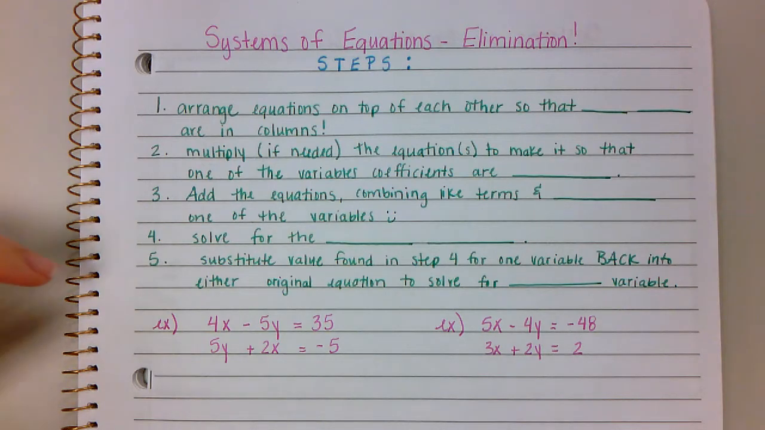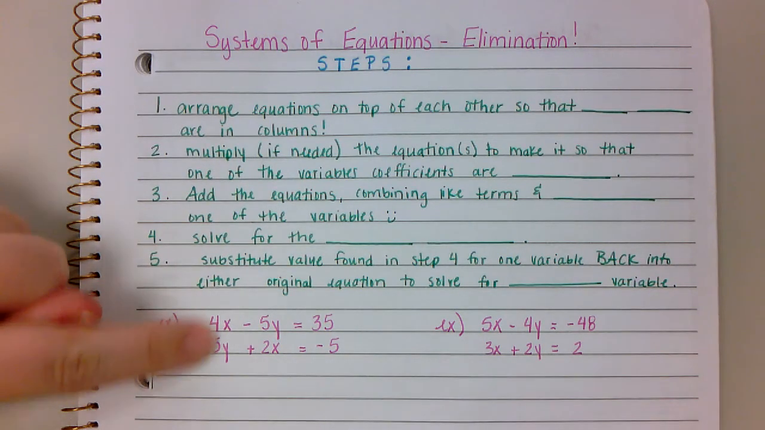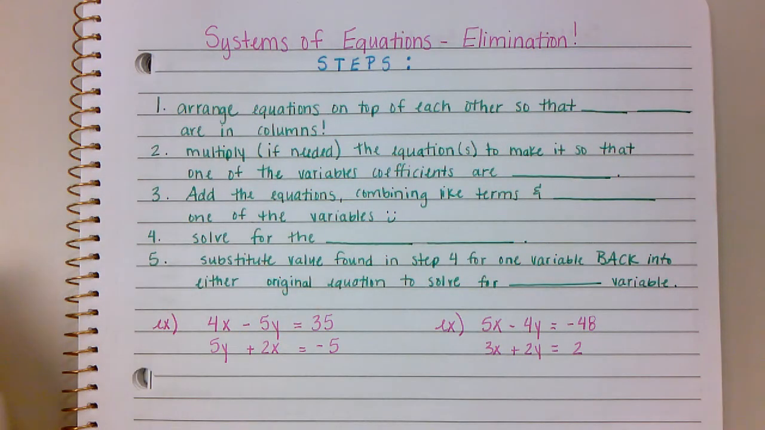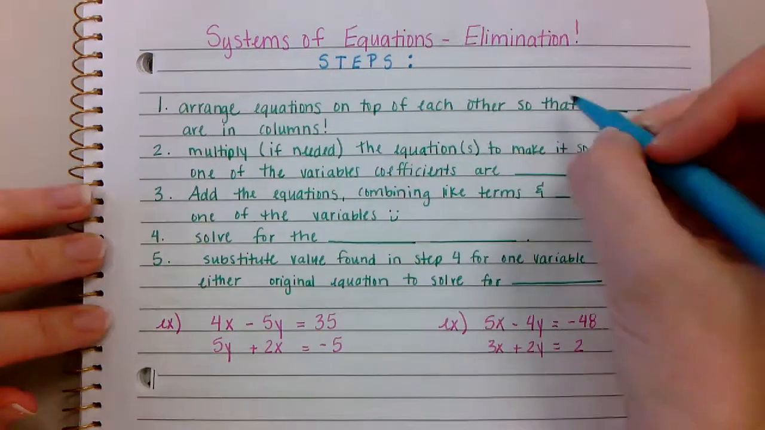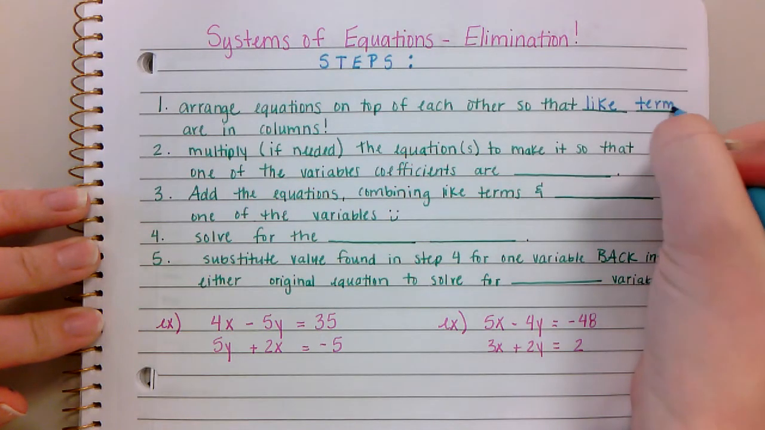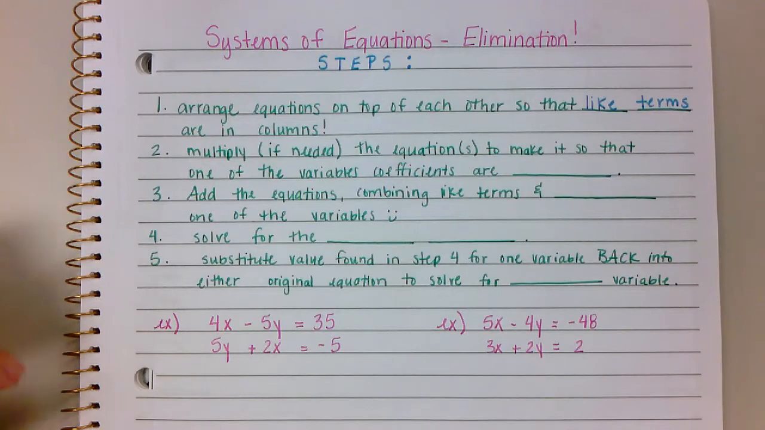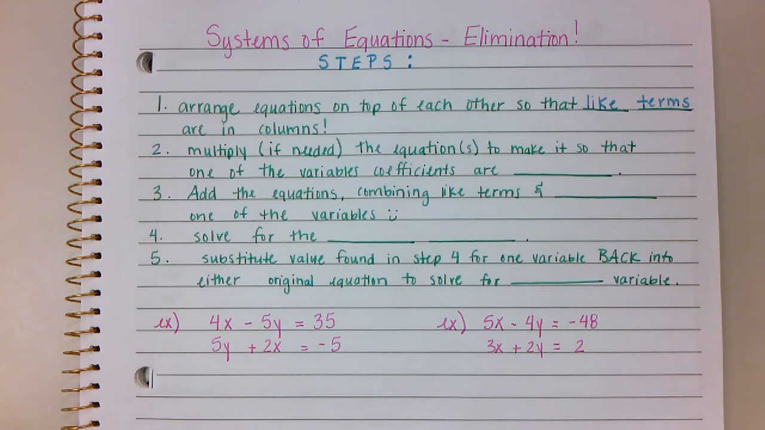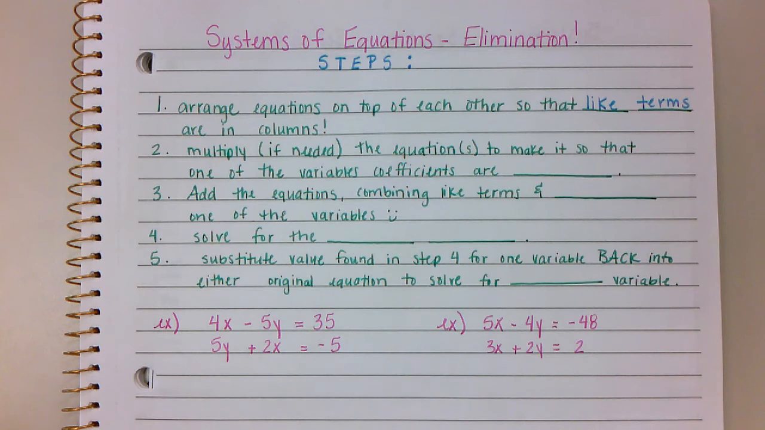So the first thing you're going to do is to arrange your equations on top of each other, as you can see right here. So they're sitting on top of each other like we would do basic addition and subtraction of single or double digit numbers back in elementary school, and we stack them on top of each other. We want to stack them so that like terms are in columns. So in these first two blanks, you're going to put like terms, meaning the x's are on top of the x's, the y's are on top of the y's, the equal signs are on top of the equal signs, and the plain numbers are on top of plain numbers, or just constants.